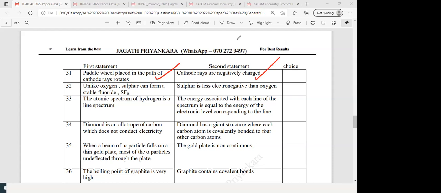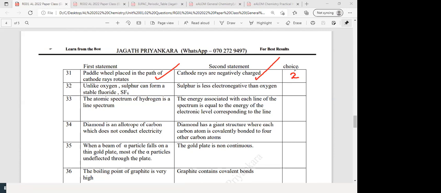No. There's no correlation between these two. Both are correct, but the second statement is not explaining the first one, therefore the answer is second. If there's a correlation and it explains, then you have to put the first answer, right? Then: true, but does not explain.